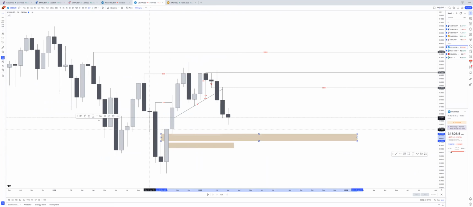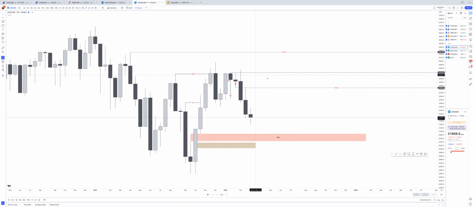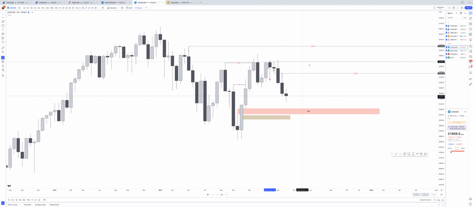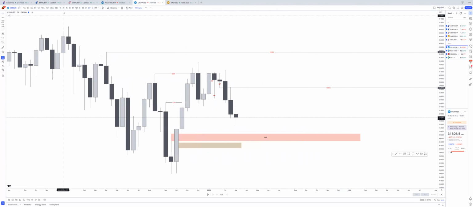Okay, there's this imbalance. I can remove this trend line now because it's gone. This equal low is gone as well. Is it going to remove it? Yep. And all these other areas are still relevant. This I can remove. This area is still liquidity.